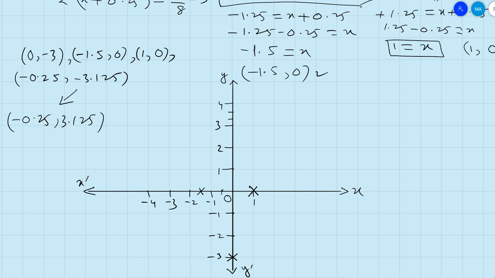So the second point, last point, is this one. Okay, now it's time to join all these 3 points and reject the point which is below the x-axis.